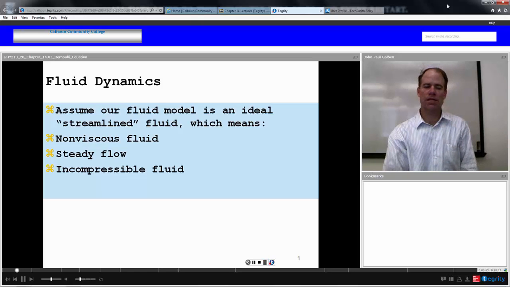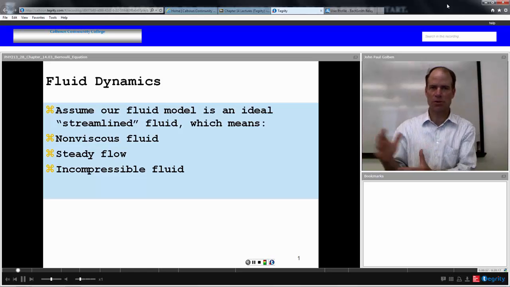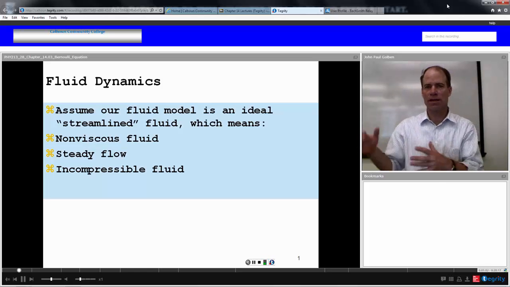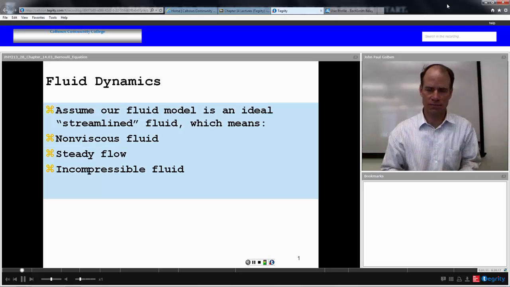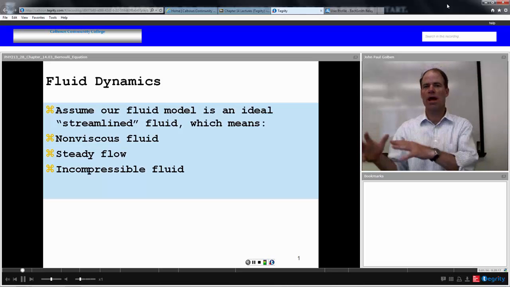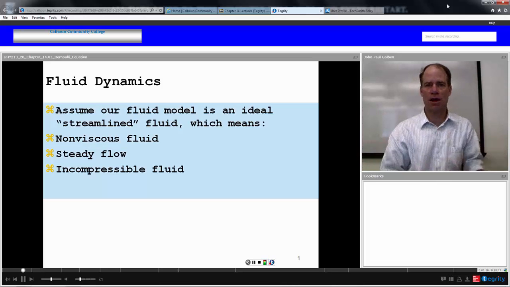Our fluid is incompressible, which means that if we apply a pressure, which is a force per area, as we apply that pressure at one point in the fluid, that's going to be only used to move the fluid and not to compress the fluid in such a way that the density of the fluid changes. So as we apply a pressure, it causes movement, but doesn't cause a change in density.